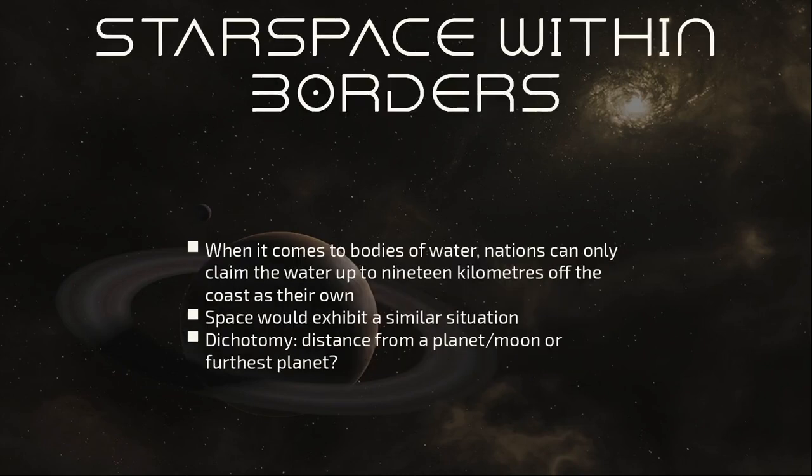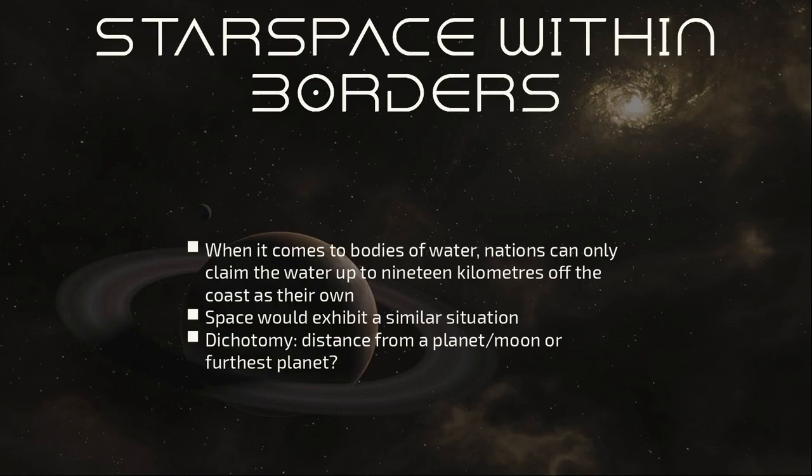Another feature of interstellar borders that should be addressed is where the lines are drawn that delineate separation of star spaces. The closest example I could find for this on Earth is how nations situated on bodies of water claim parts of the waters as their own. On Earth, the furthest the border can reach is a little over 19 kilometers into the water from the coast, as gathered by my research.